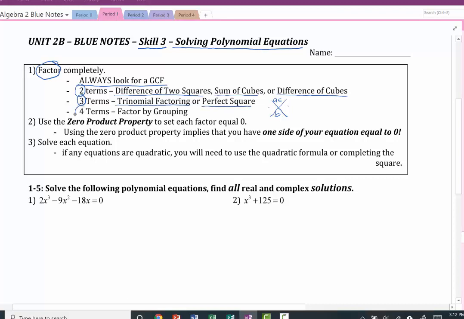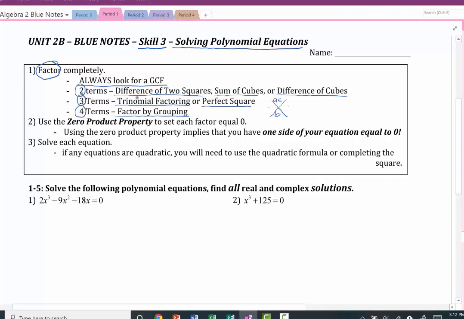Then if we have more than three terms, meaning four terms, we basically factor that by grouping, which we looked at on our Skill 2 outline from this unit. So these are basically the options we have at this time. So these are the things we will use to factor.